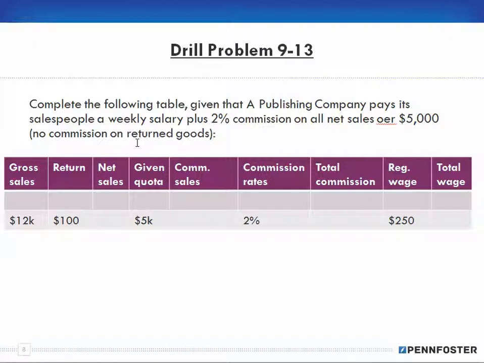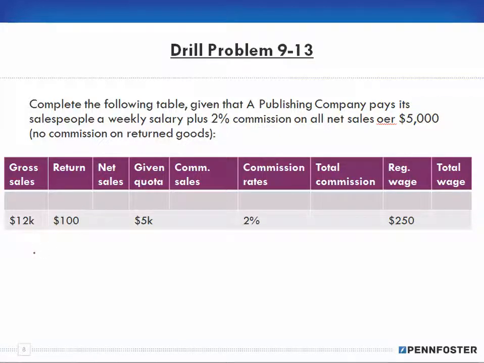Okay, it says complete the following table. Let me get my pen. All right, there we go. Complete the following table given that a publishing company pays its salespeople a weekly salary plus 2% commission on all sales over 5,000, no commission on returned goods. Okay, so we know the gross sales are 12,000 and $100 was returned.